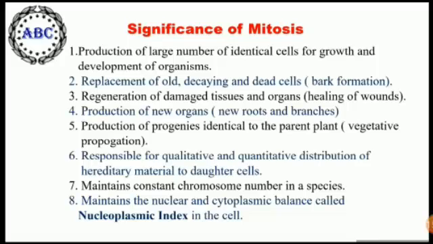Production of progenies identical to the parent plant, that is vegetative propagation, is a very important role of mitosis. Mitosis is responsible for qualitative and quantitative distribution of hereditary material to the daughter cells. Mitosis maintains constant chromosome number in a species. It also maintains the nuclear and cytoplasmic balance, which is called the nucleoplasmic index, in the cell. Now we see the video of mitosis.